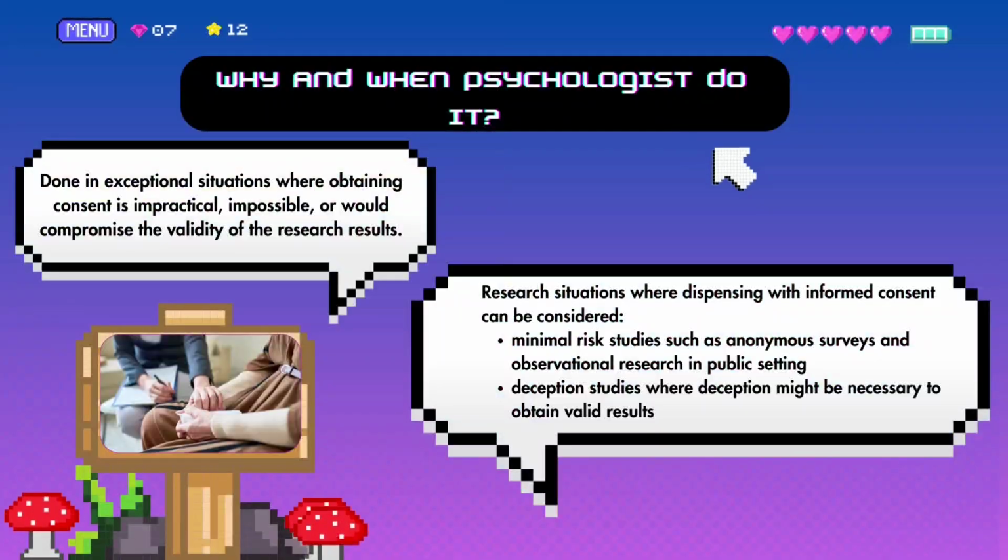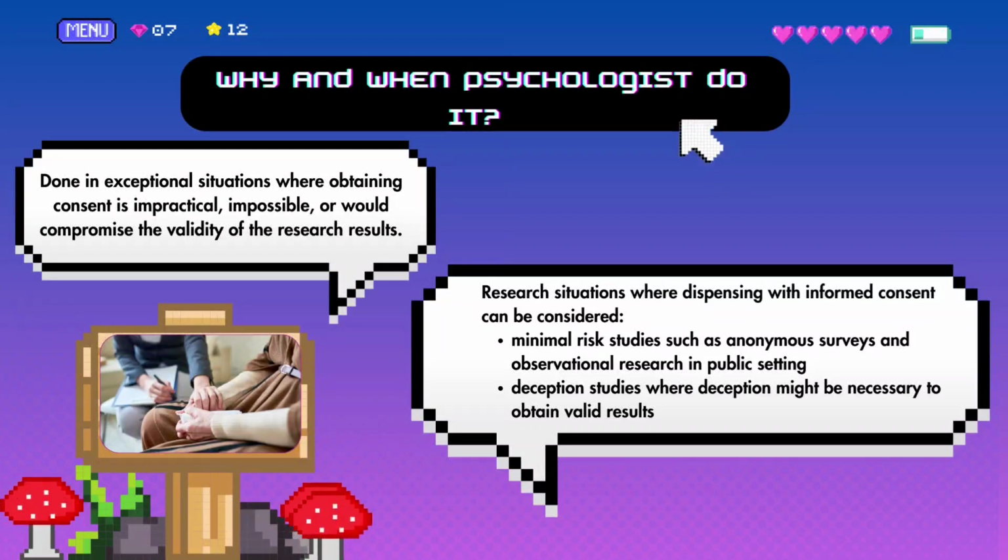You might wonder why and when psychologists use this standard. This standard is used in exceptional situations where obtaining consent is impractical, impossible, or would compromise the validity of the research results. Research situations where dispensing with informed consent can be considered include minimal risk studies such as anonymous surveys and observational research in public settings, and deception studies where deception might be necessary to obtain valid results. If the researcher uses a deception technique, participants should be informed of the deception and the nature of the experiment as soon as possible.